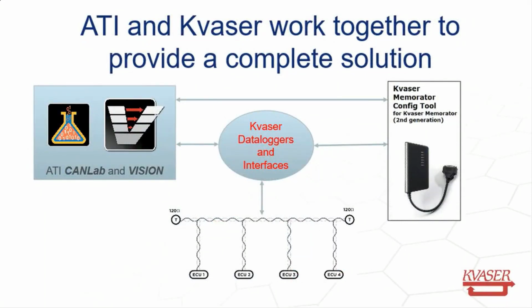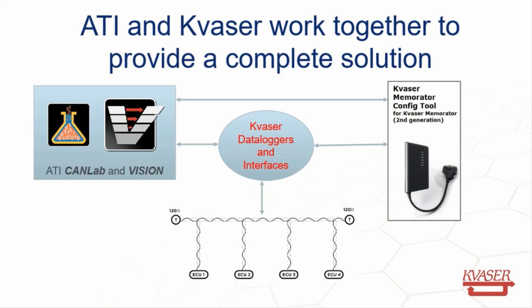our products play together. On the bottom center of the screen, you have a typical CAN bus with 4 ECUs on there. It's really irrelevant; it could be 20, could be 2. We have the Kvaser data logger and interfaces. This is the primary interface to the actual hardware. We connect physically to the bus and bring the data to the applications, generally, in most cases, in the PC.